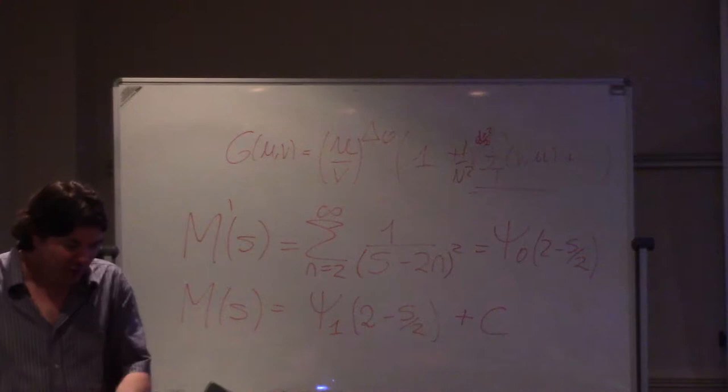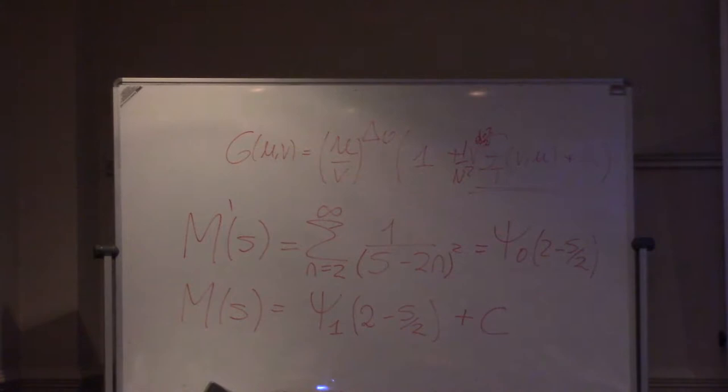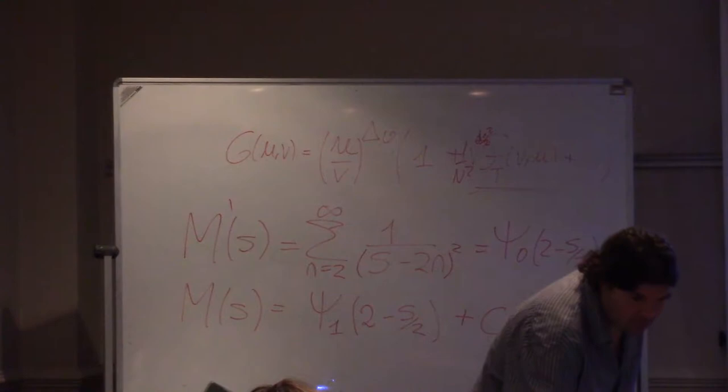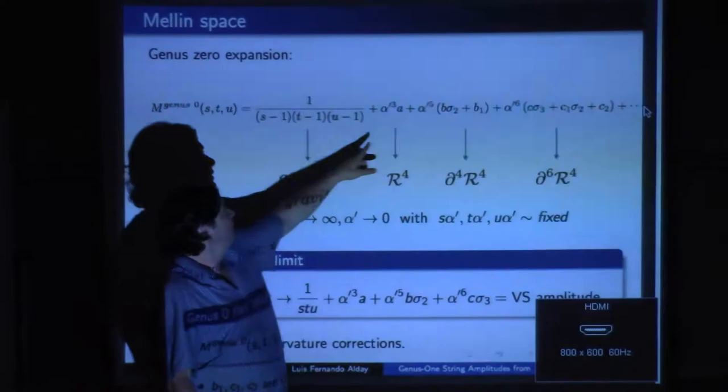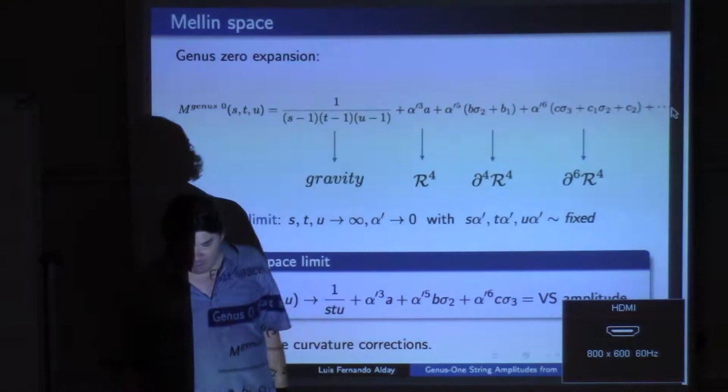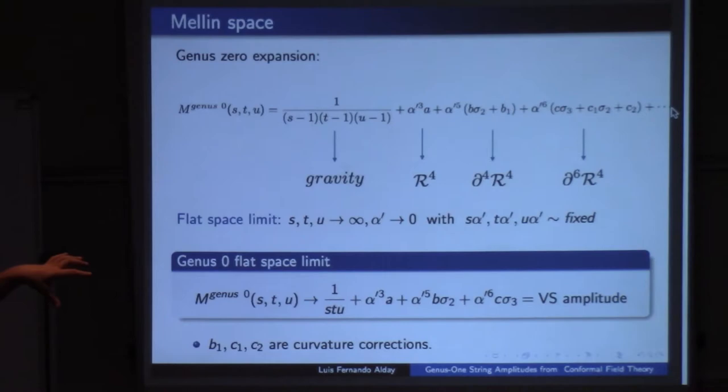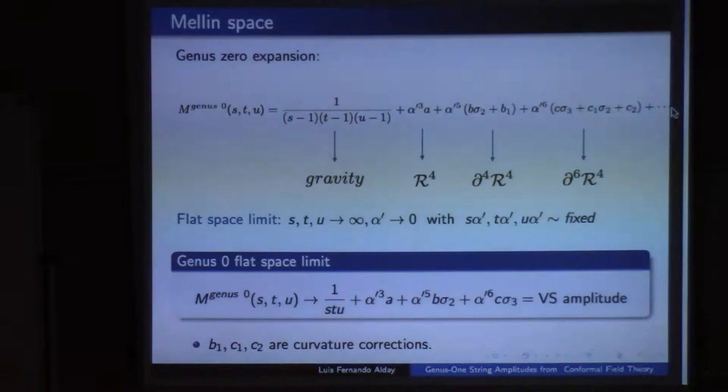Now, notice that in Mellin space, this constant of integration has exactly the same form as a constant here. But you can see that it corresponds to an R to the 4, which is exactly the same counterterm that you add to make the computation in supergravity finite. So by looking at the sums and looking at the ambiguities, you recover exactly which counterterms you can add at each order, and they exactly agree with the counterterms in the UV. Yeah, that's good. That's great.